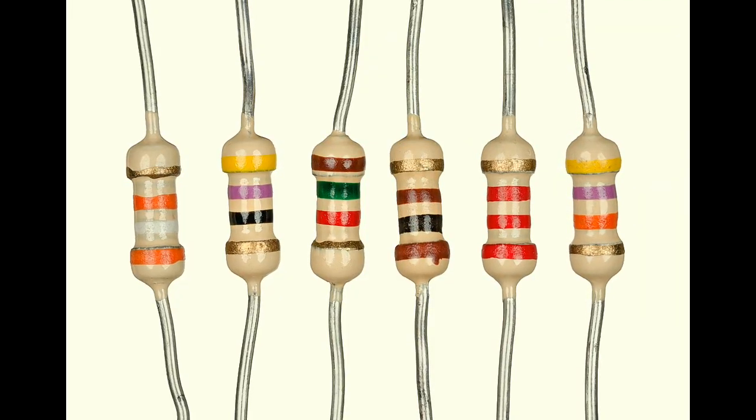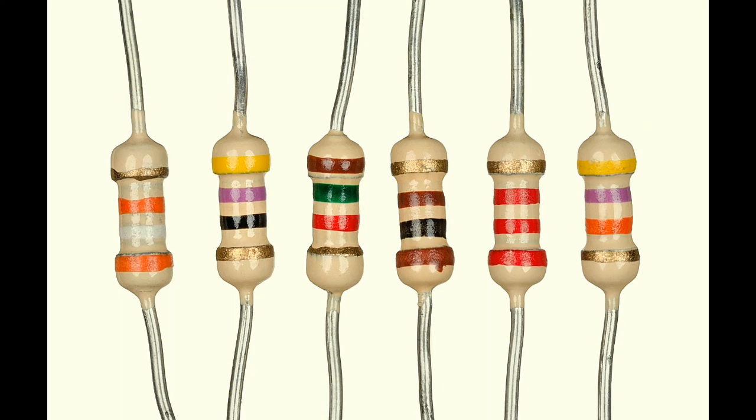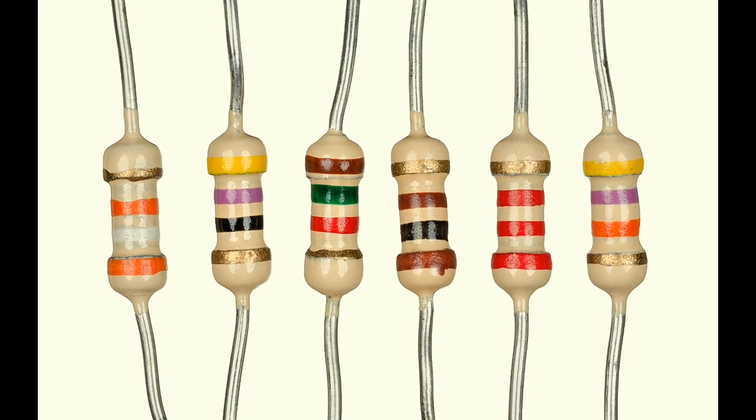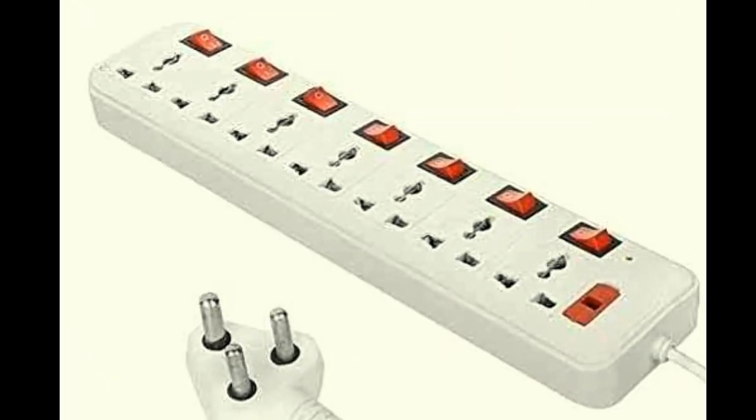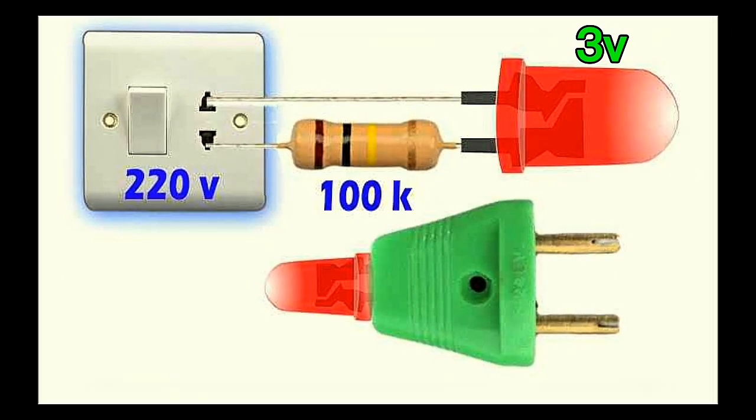Resistors. They resist the flow of electric current. They're used to control voltage and current in a circuit. For example, in an LED circuit, a resistor prevents the LED from burning out by limiting the current.